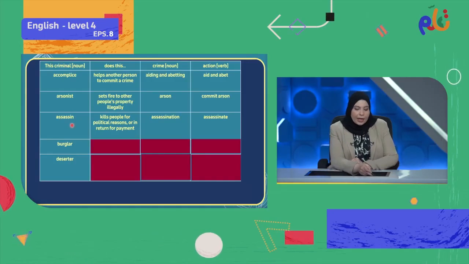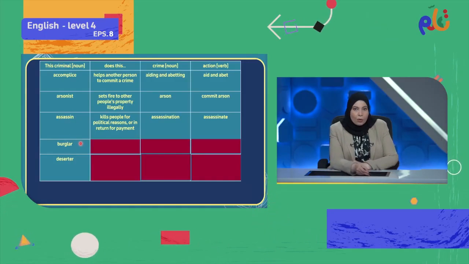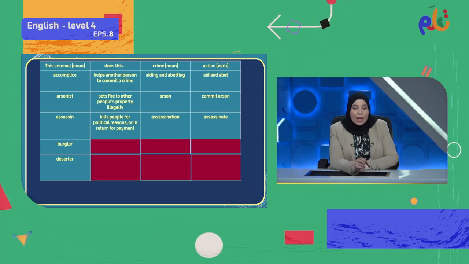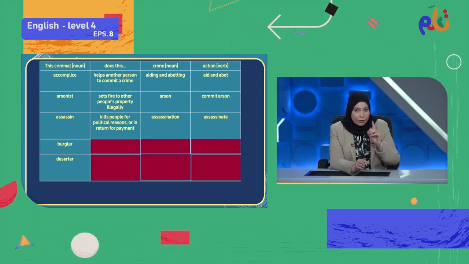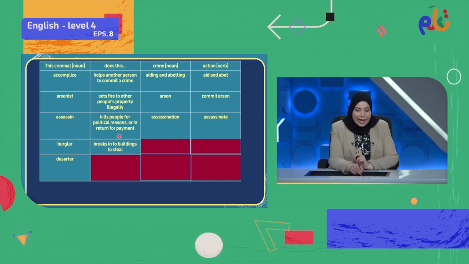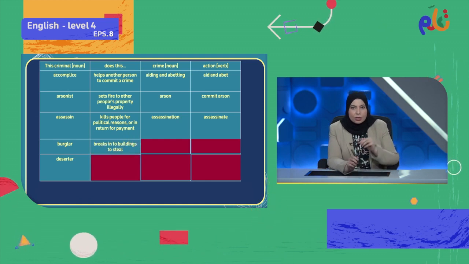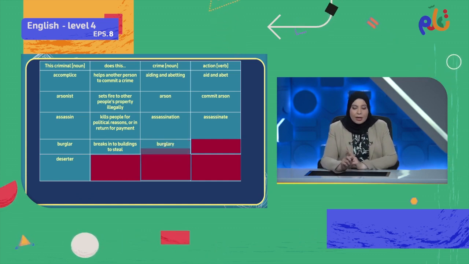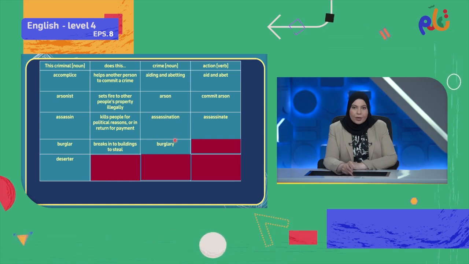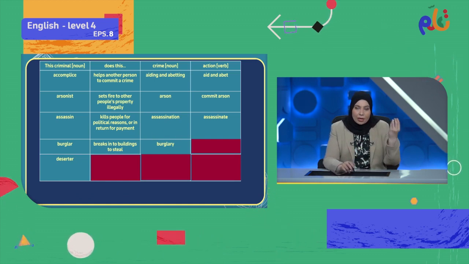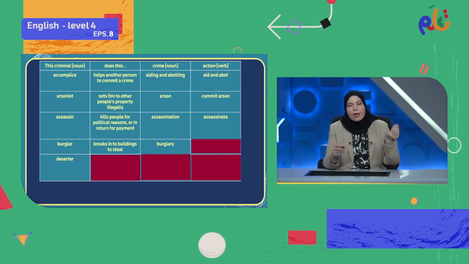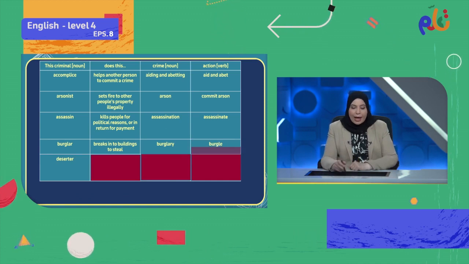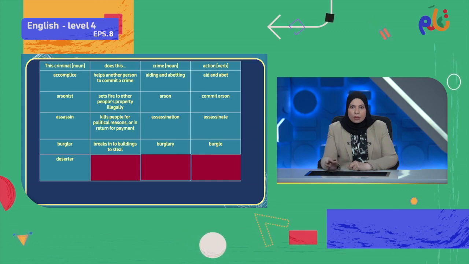Or I can use it as a verb, assassinate. Okay, the next one, we have burglar. A burglar is the person that, if you remember, attacks or breaks into buildings to steal. So he attacks homes and houses. And the crime is called burglary. So the criminal is a burglar, the crime, burglary. And the verb is burgle.